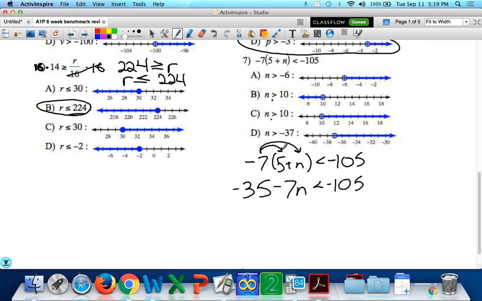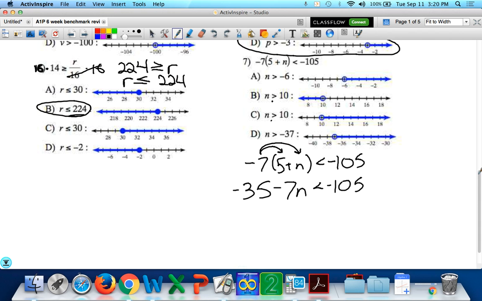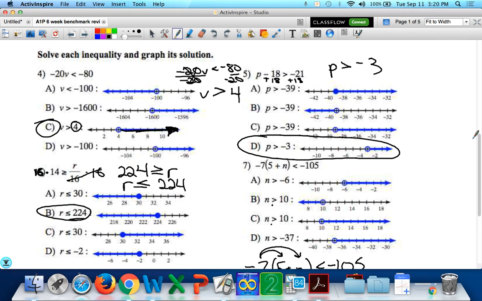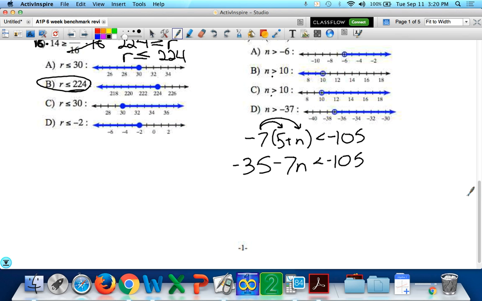This negative 7 was already in the problem. We didn't make it. It was already there. So when you just use the one that was already in the problem, you don't flip signs. You flip signs like number 4 whenever I chose to divide by negative 20. This multiplication started out in the problem. It was already there. Carry on like normal. Add 35 to both sides. Those are going to cancel.